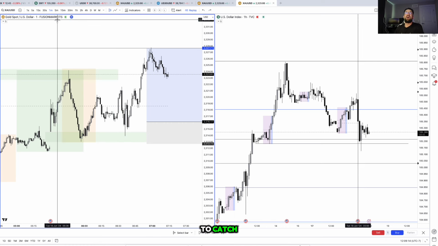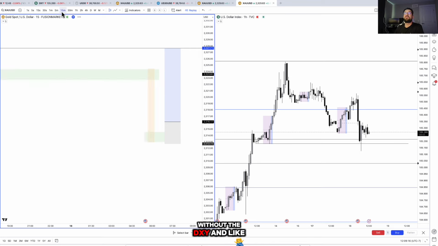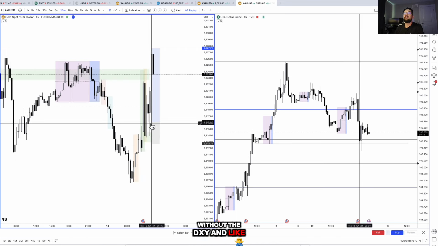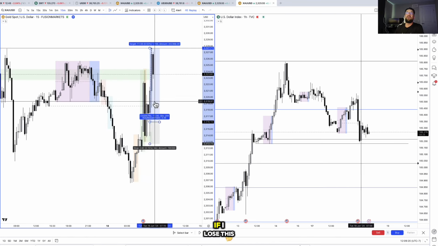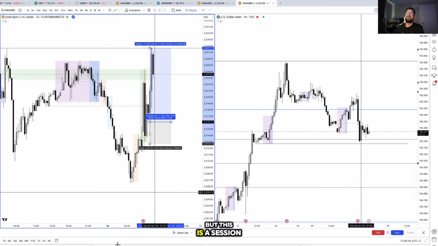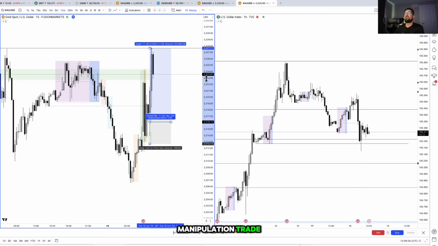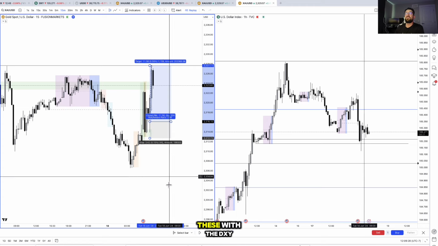This was a hard one to catch. You wouldn't catch it without the DXY. And to me, I told myself when I took this, if I lose this, it's a good loss. It fits the system. But this is a session manipulation trade, and you only catch these with the DXY.